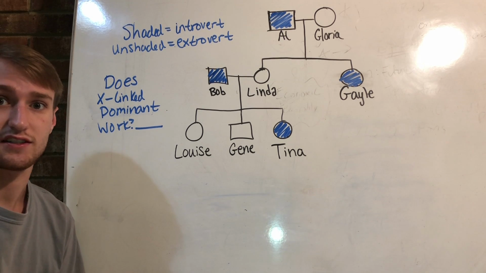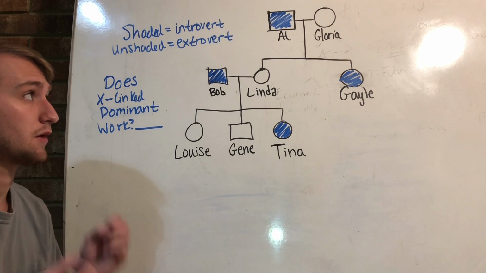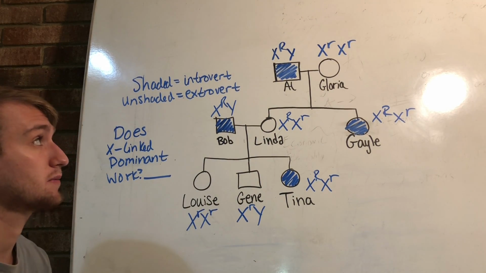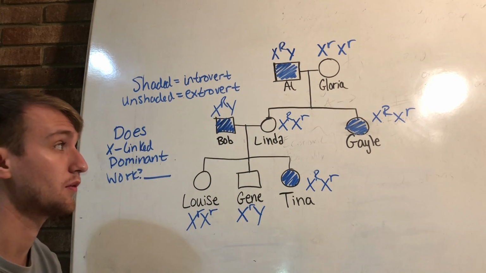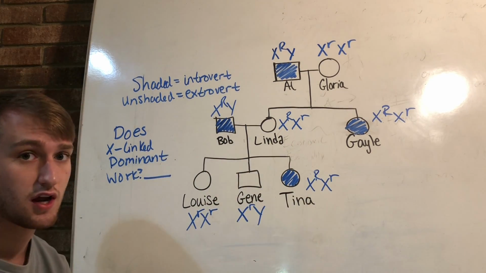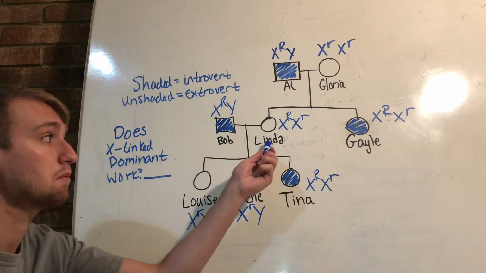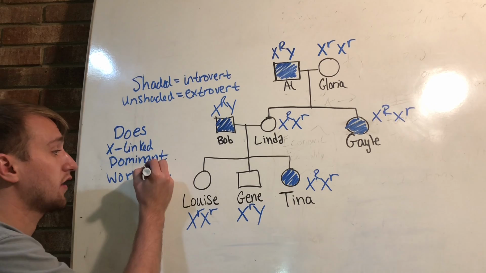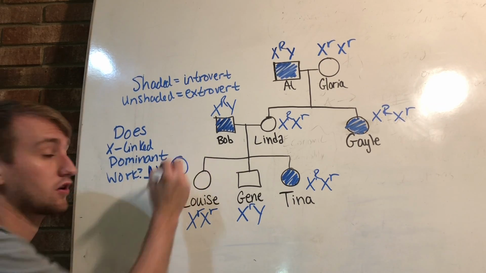Let's check X-linked dominant. Let's write their genotypes. Since Al is affected, he must pass his infected X chromosome onto both of his daughters. Therefore, they should both be affected. But Linda is not. Therefore, the X-linked dominant Mendelian inheritance pattern does not work.